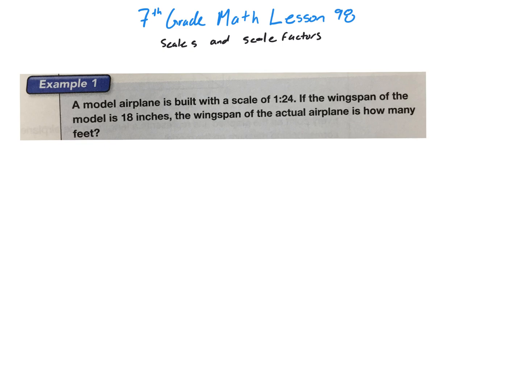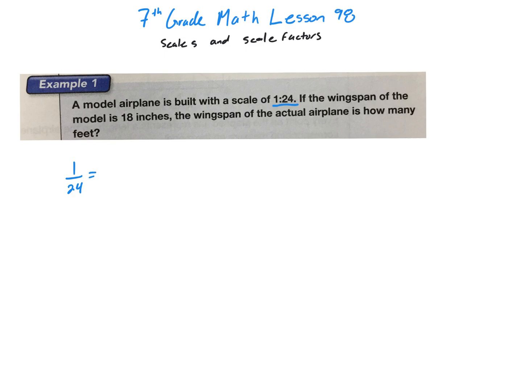So a model airplane is built with a scale factor of 1 to 24. If the wingspan of the model is 18 inches, the wingspan of the actual airplane is how many feet? So the larger one of the two is always going to be the real one. So this is going to be the model. So 1 inch on the model is going to be 24 inches on the actual airplane. And so they have a scaled model, and it is 1 over 24, right? 1 to 24, so they give us right here.